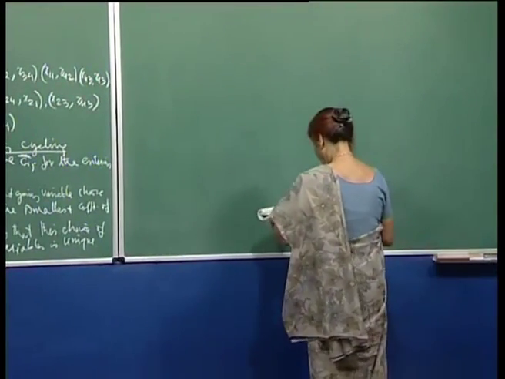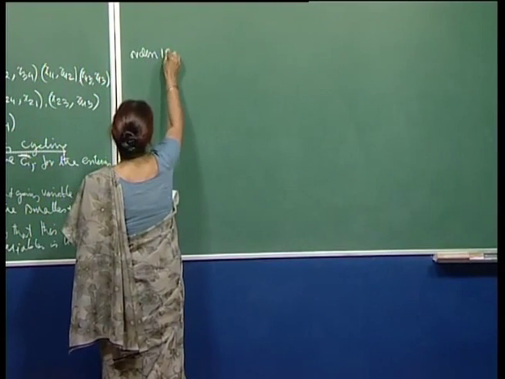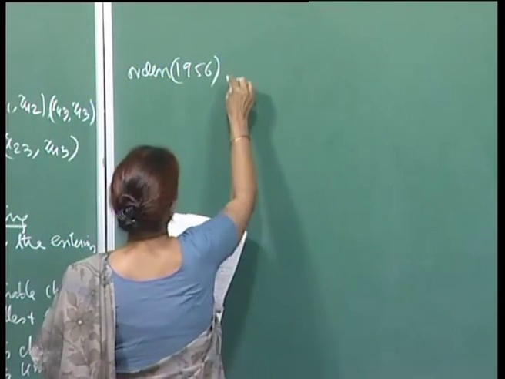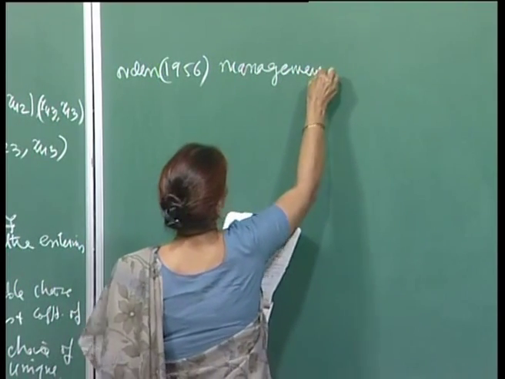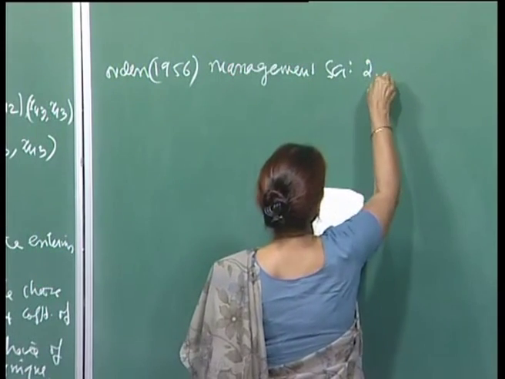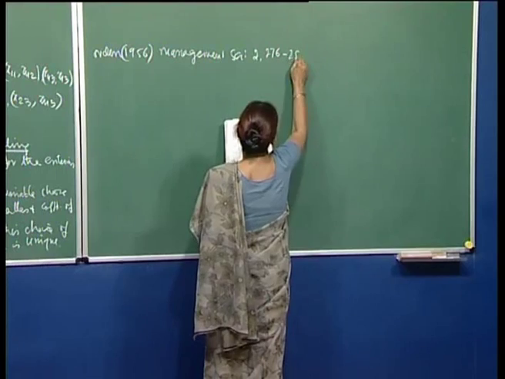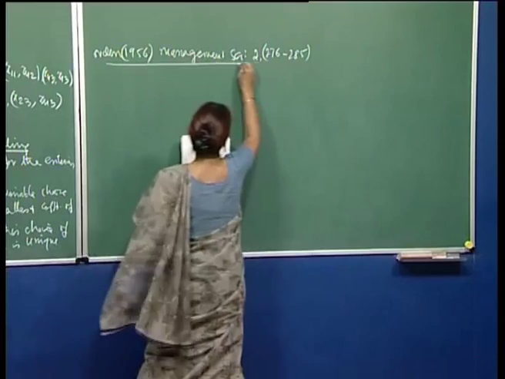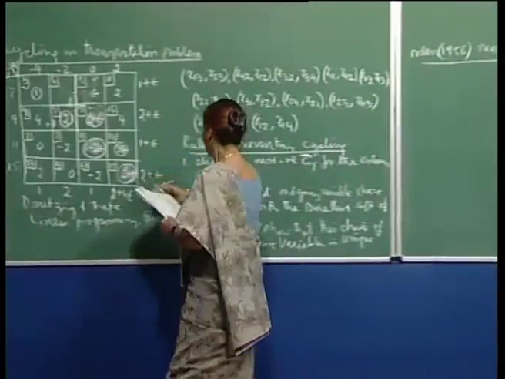Now, an interesting result by Orden, in 1956. The journal's name is Management Science, number 2, pages 276 to 285. In this journal he had this article where he has further improved on the perturbation method.